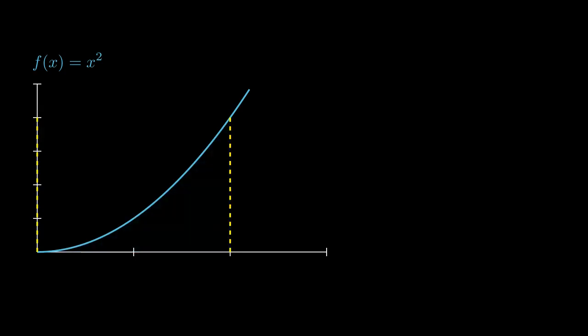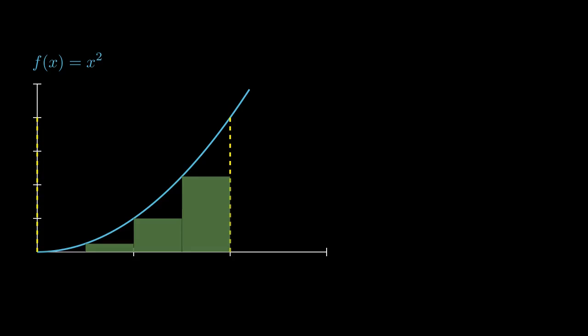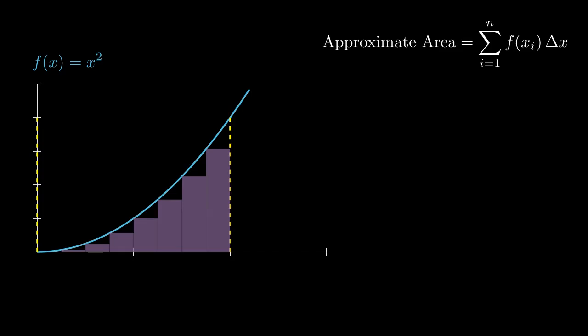We're interested in finding the area under this curve between 2 points, say from x equals 0 to x equals 2. To do this, we can start by approximating the area using rectangles. We divide the area into smaller sections and sum up the areas of these rectangles to get an approximate value. As we increase the number of rectangles, our approximation becomes more accurate.